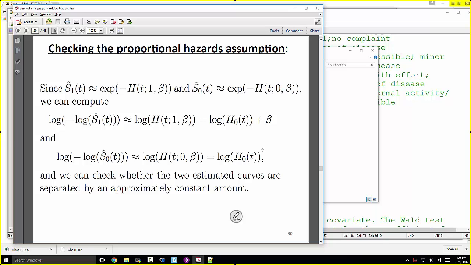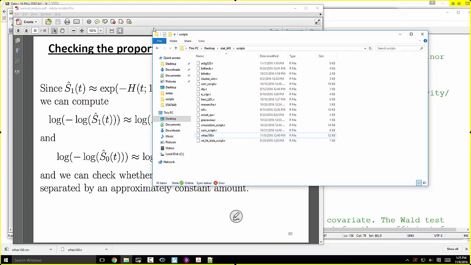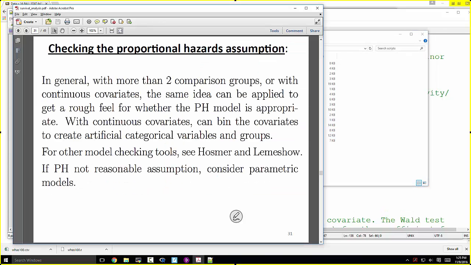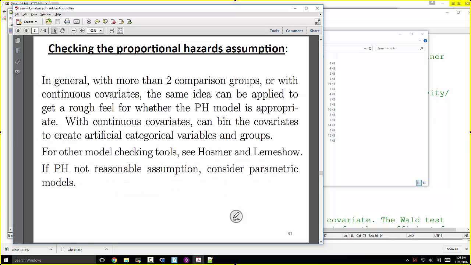But I don't know which data set I have with the code in it, so I won't waste your time while I look for that. But it does get more complicated. So if we just have one binary covariate like treatment and control, it's easy to do this rough diagnostic check. But it does get more complicated when you have more than two comparison groups or when you have multiple covariates in the model, because technically you need to check whether the, quote, proportional hazards assumption holds for each of the covariates in your model.